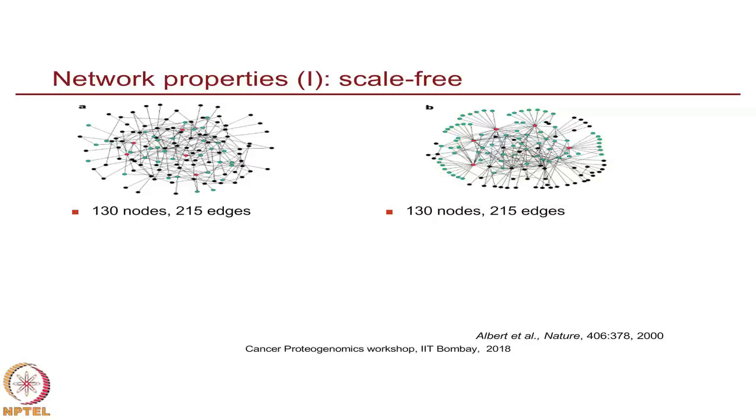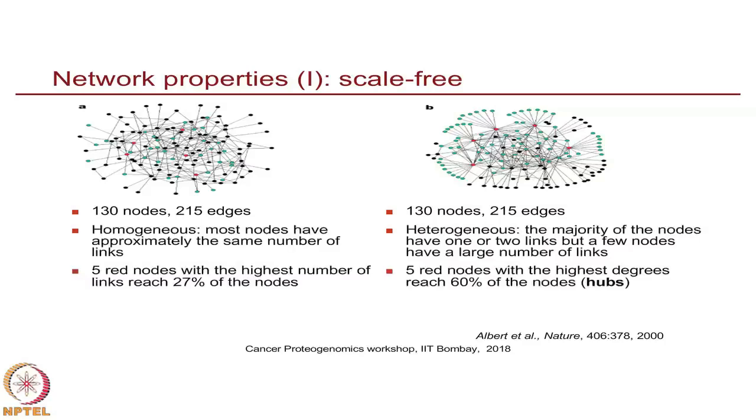These are two networks. Each of them has 130 nodes and 215 edges. So the number of nodes and edges are the same. But if you look at these two networks, they're actually quite different, right? So one thing is that this network is more homogeneous, meaning every node is very similar to each other. So basically, they have the same number of connections.